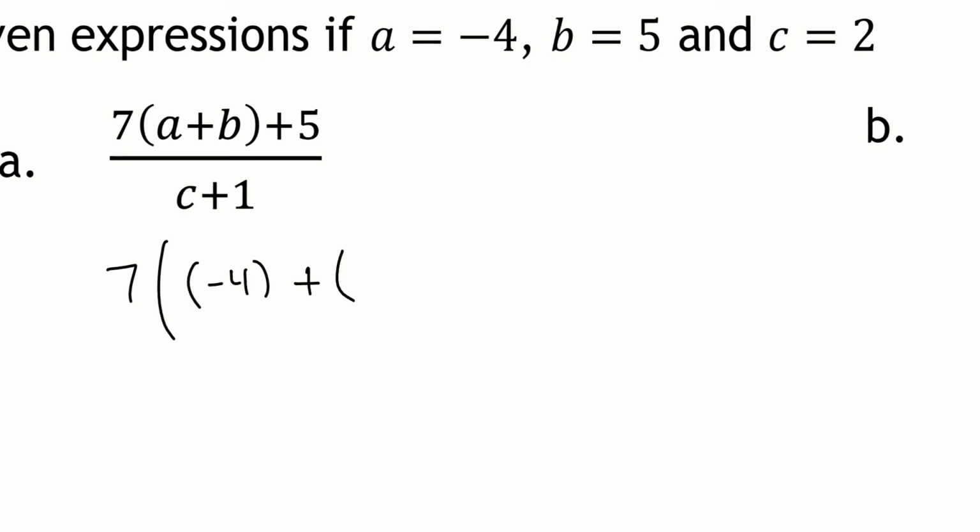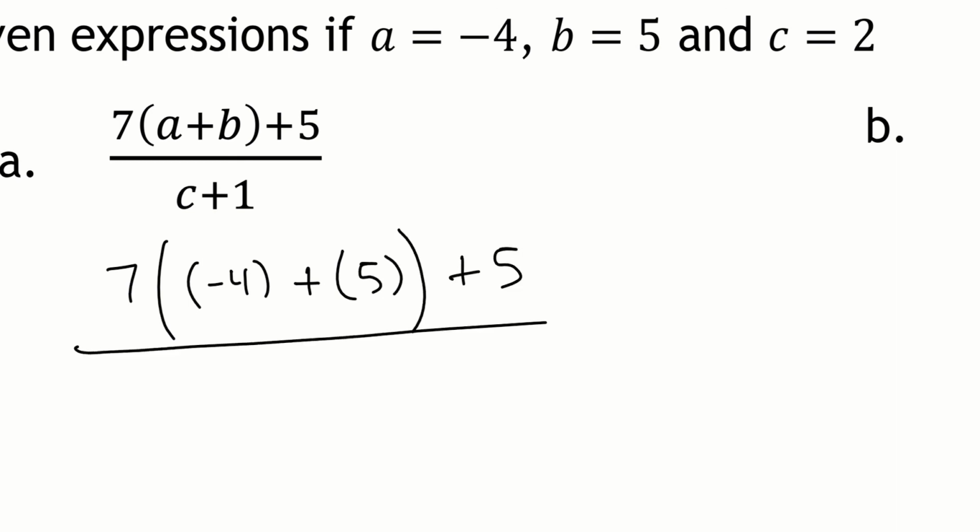Plus a set of parentheses for the value of b. Close that, and then I've got plus 5. So that's my entire numerator. In my denominator, I have 2 for c and then plus 1.